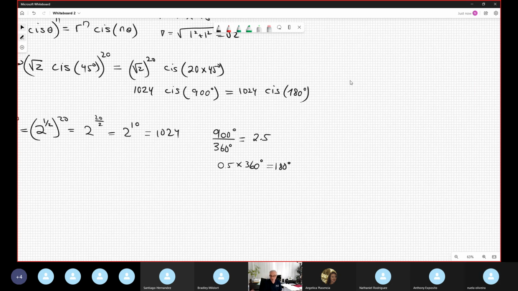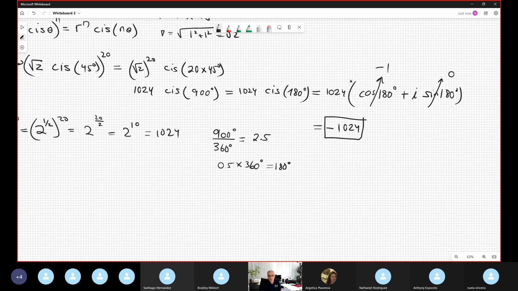Yes. However, I have no idea. I don't know anything. I copy. 1024, parentheses, cosine 180 plus I sine 180. Cosine 180, negative 1. Sine 180, 0. That means we have no imaginary part. And the final answer, the beautiful final answer is minus 1024. Boom. Get the answer. Like the option B in our package. Any question?